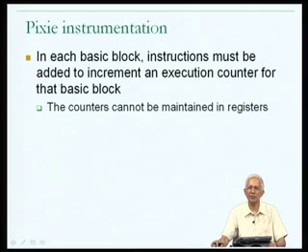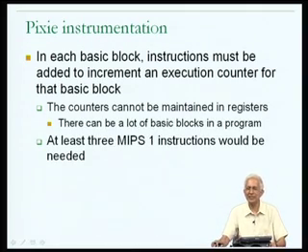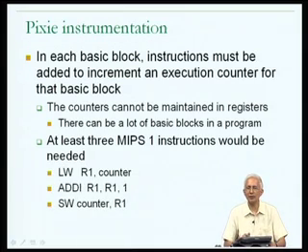And therefore in order to increment a counter for a basic block, there would have to be at least 3 MIPS1 instructions. One to load the counter into a register, one to increment that register, and another to store the value of the incremented counter into the memory location. Therefore, we will suspect that for something like the MIPS instruction set, the instrumentation would amount to 3 instructions for each basic block. Okay, now the next question is, is that too much?